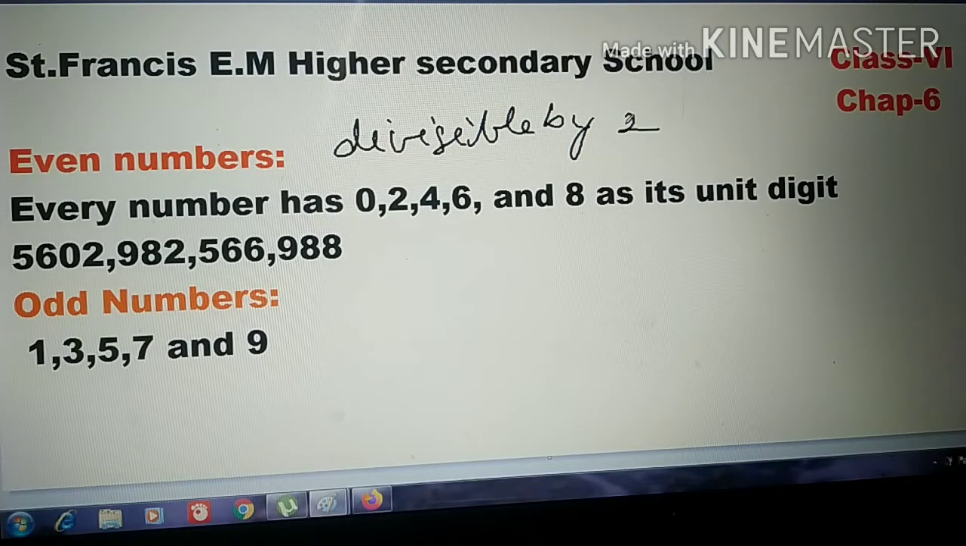Exactly divisible by 2 means all the multiples of 2 will be divisible by 2. That means all the multiples of 2 means what? 2, 4, 6 in the table. 2 2s are 4, 2 3s are 6. All these numbers 10, 12, all these numbers are multiples of 2. So these are exactly divisible by 2. All the multiples of 2 are exactly divisible by 2.